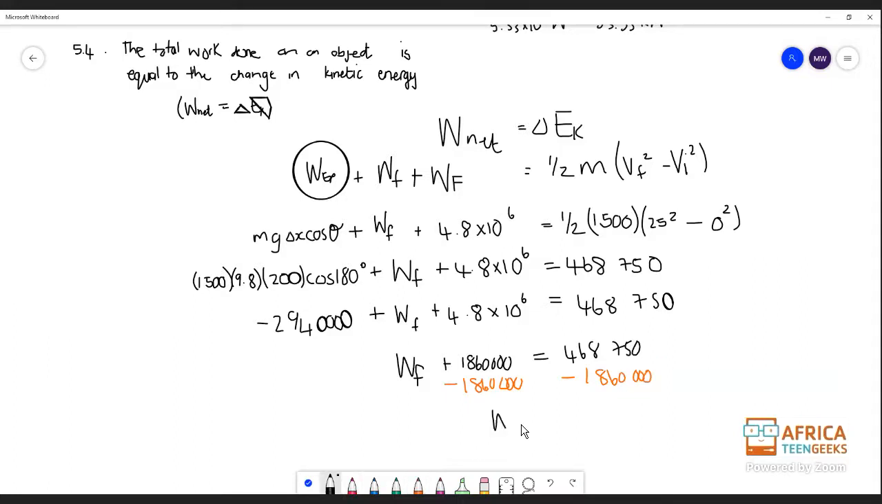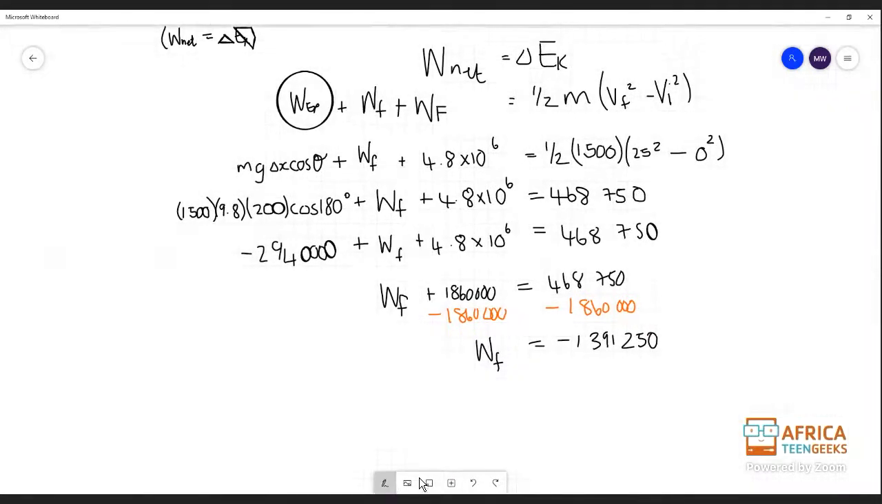And so my work from friction is negative 1391250. Always just try and write it in scientific notation. It just makes it easier to write. Negative 1.39 times 10 to the 6 joules. Okay, always remember your unit. Very important, remember to keep it negative because of the fact that it is a scalar quantity.